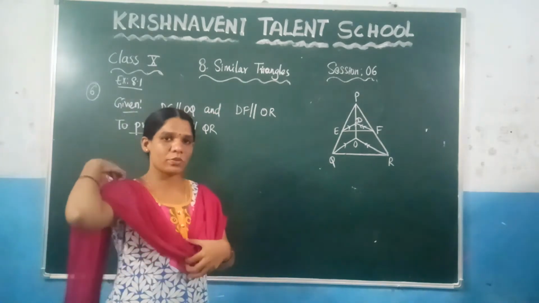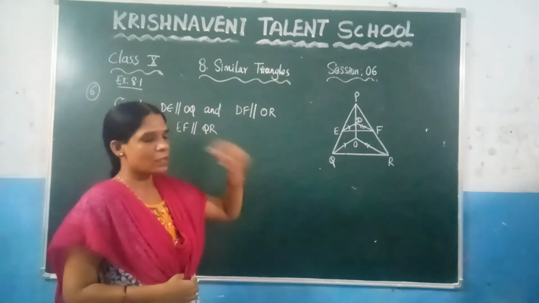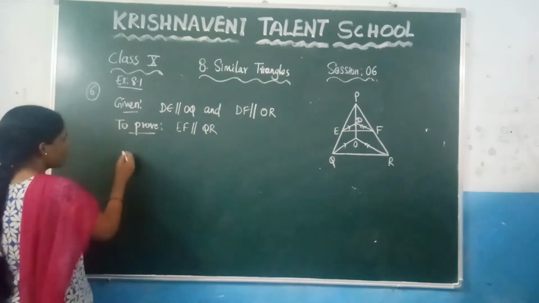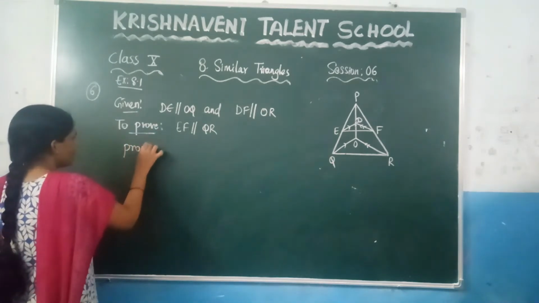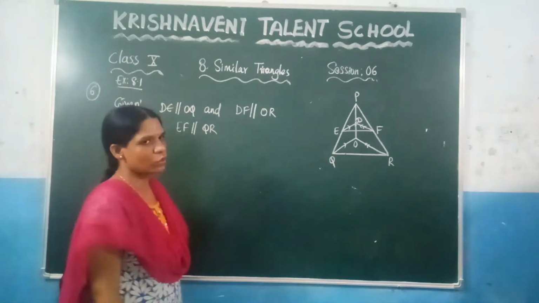So here this you need to prove, and you know that we are going to solve every problem in this exercise by using the Thales theorem. So here you need to apply the Thales theorem by taking each of these. So here let us write the proof. What is the first condition they have given? DE is parallel to OQ.